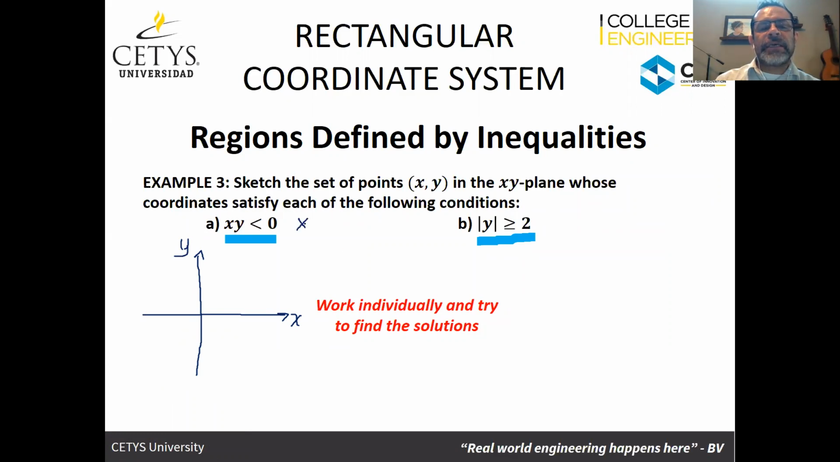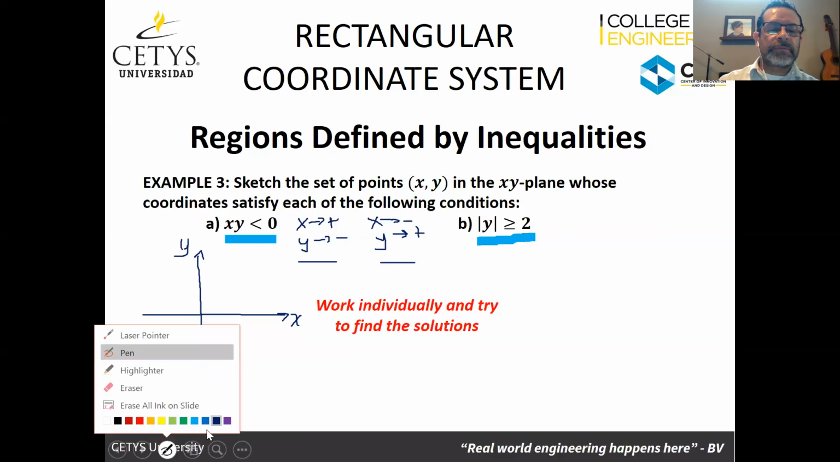If x is positive and y is negative, then the result is less than 0. If x is negative and y is positive, then the result is also less than 0. In what quadrants do both of these situations occur?